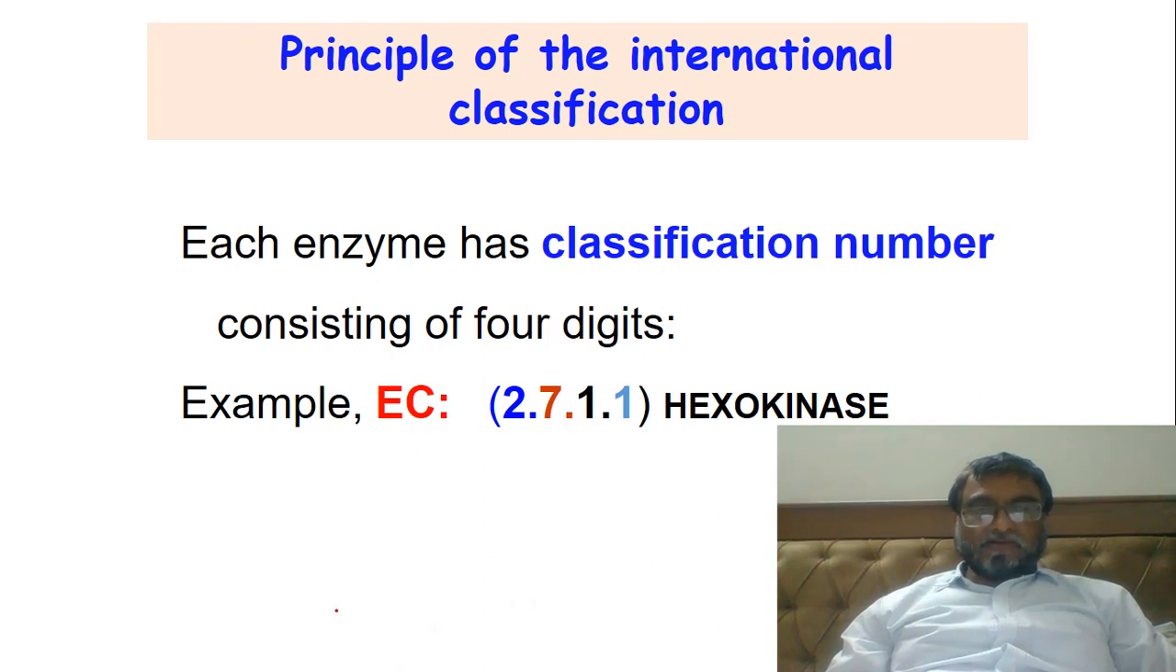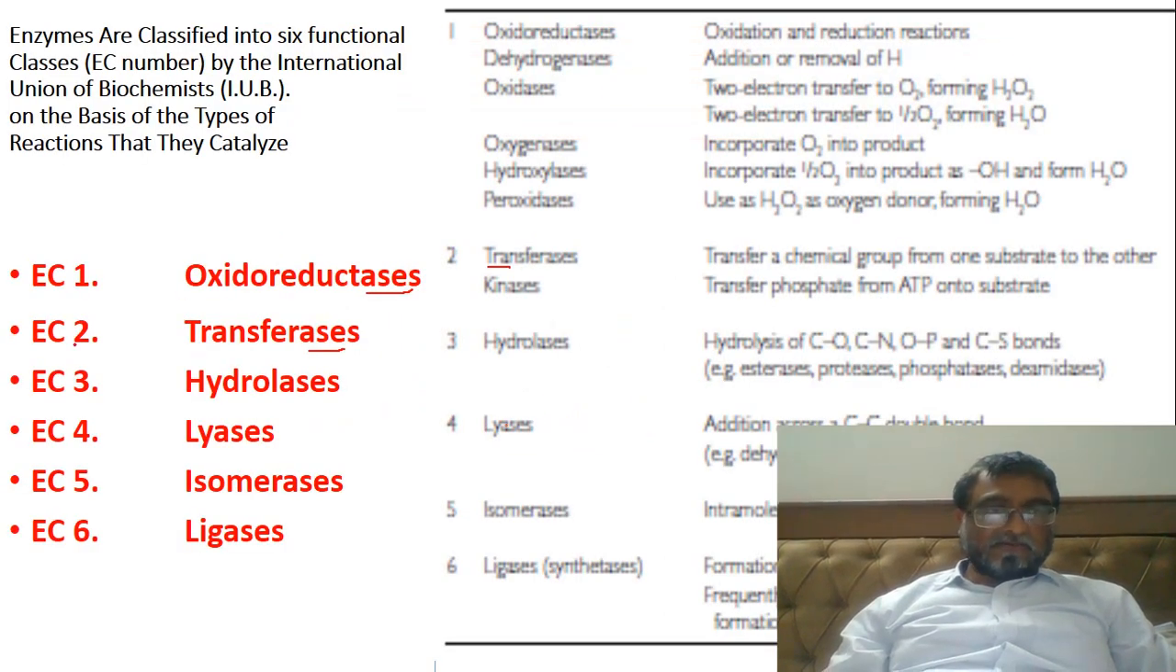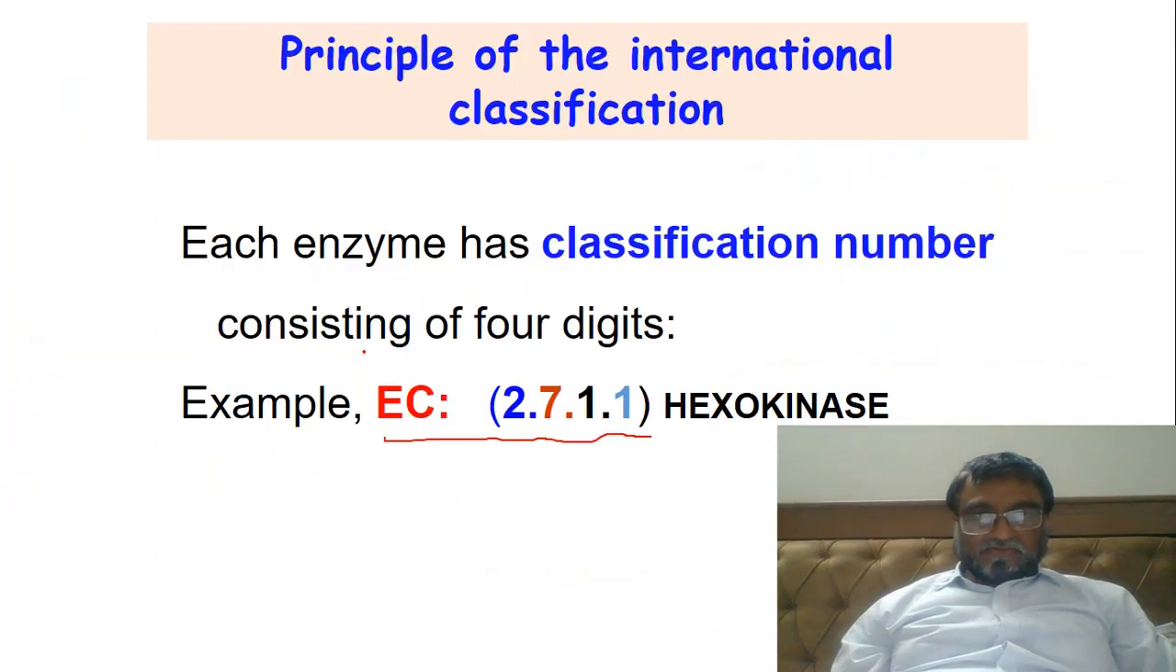So for example, you have written EC 2.7.1.1. This is the nomenclature by which an enzyme is identified. This is the main class, and these are the subclasses. If you look at this 2.7.1, this is the main class. The second class, you know, EC2 means transferases. So what does it mean? This is a transferase.